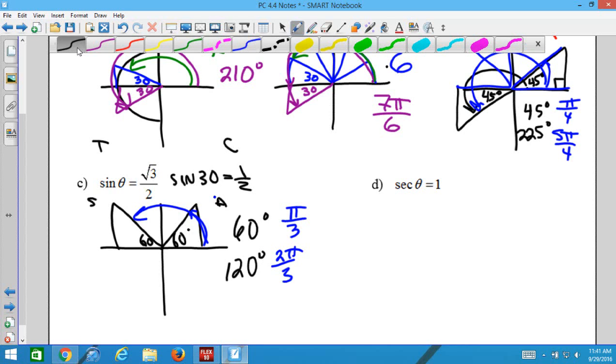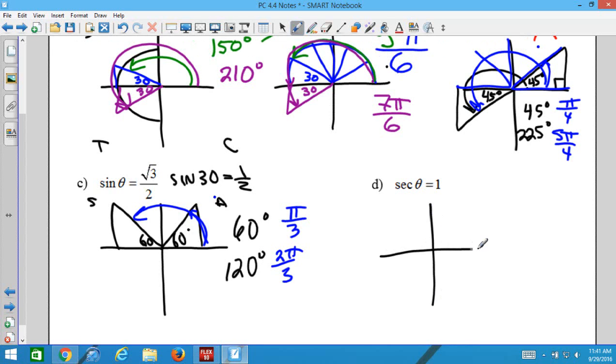Then the last one, secant of theta is 1. So this is cosine flipped. So I know that cosine of theta has also got to be 1. So then I look at my chart. I said 0. It'd be positive 1, right? So the only place where cosine of theta is equal to 1 is right at 0 degrees. Or at 360, but that's the exact same place. So really just 0 degrees.